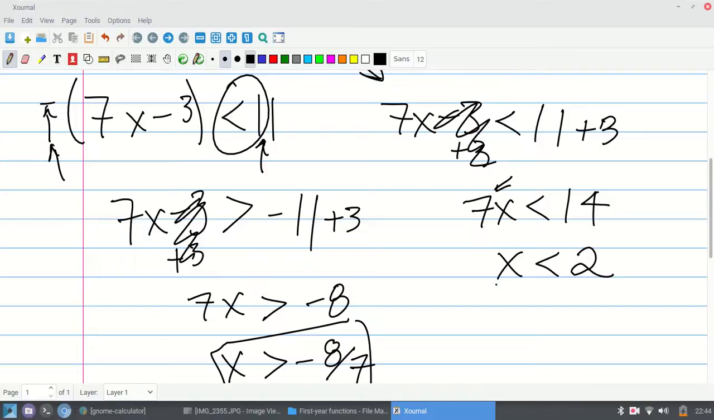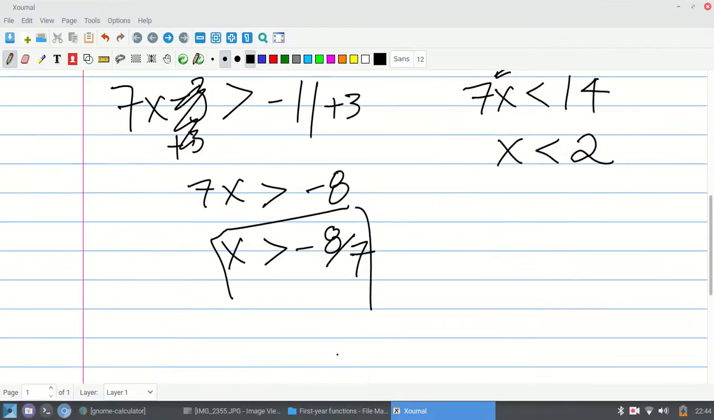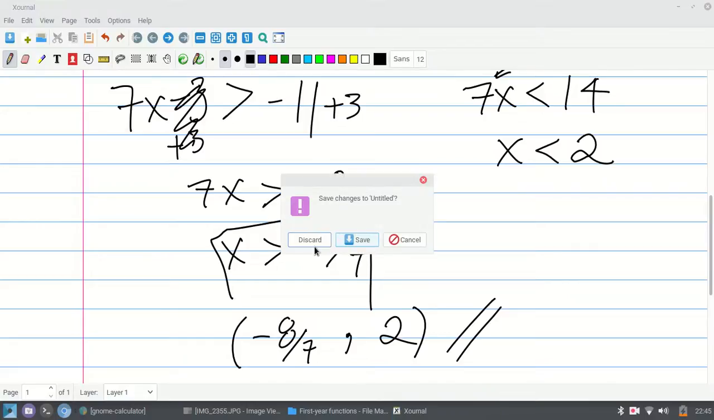Okay, remember that. So how would I write this in interval notation? Notice there's no greater than or equal to sign. How would I write this in the notation of union and sets? So I would do negative 8 over 7, comma, 2, and that would be it. That would be my answer, right? This interval.